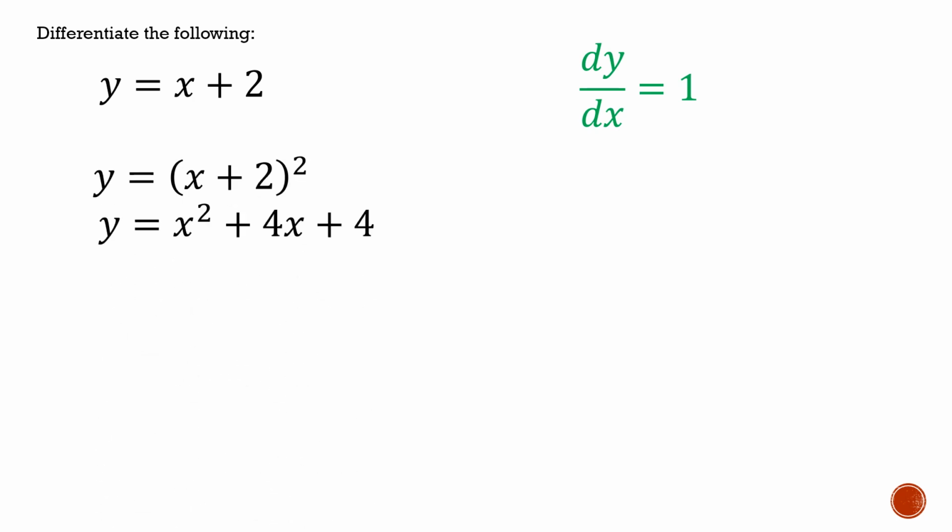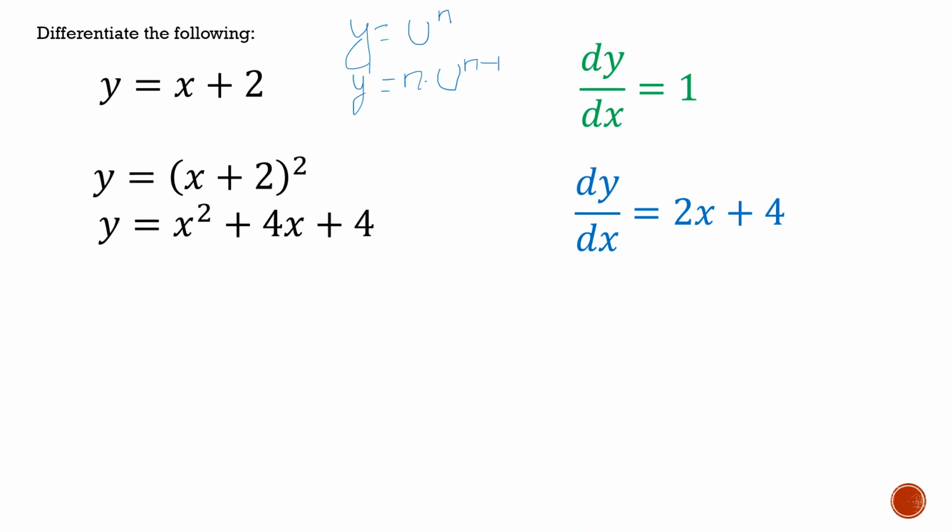Now let's see if I have y is equal to (x plus 2) whole squared. You can expand it first, so you get x squared plus 4x plus 4. Now I can differentiate it using the formula: if y is equal to u to the power n, then y dash is equal to n times u to the power n minus 1. So this is our formula. Here, differentiation of x squared would be 2x, differentiation of 4x would be 4, and this is what we have got.